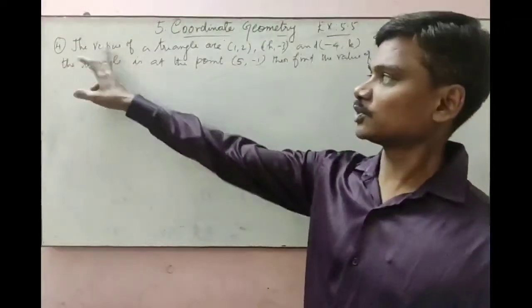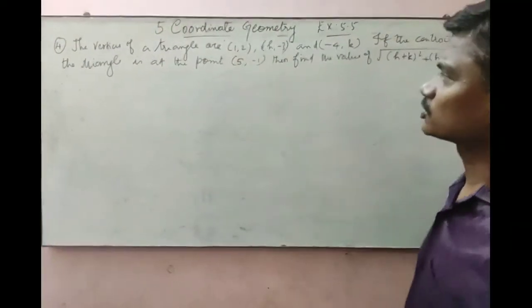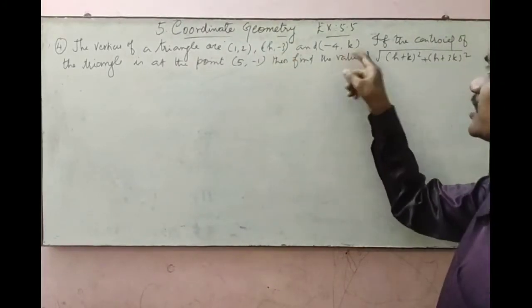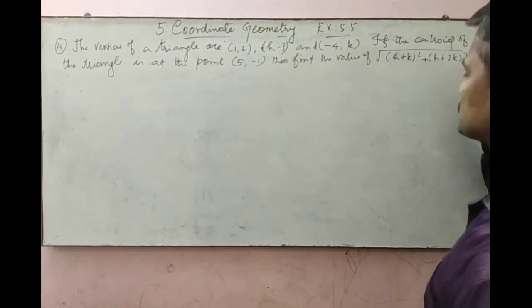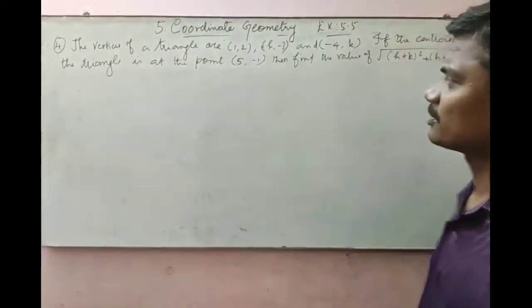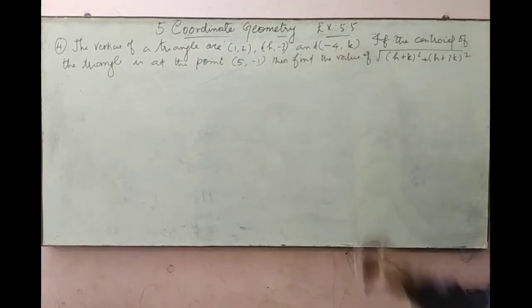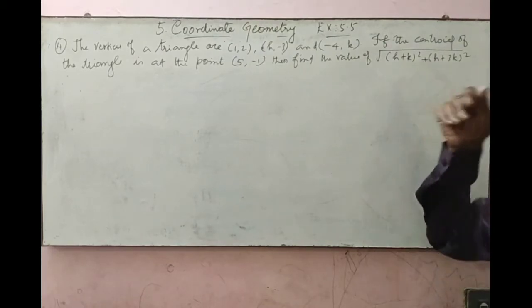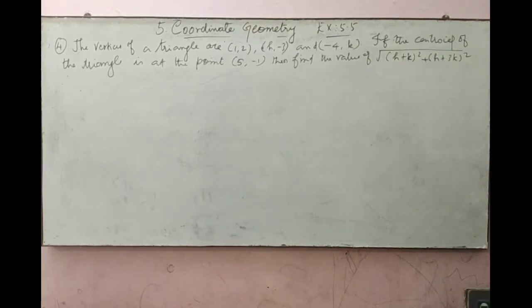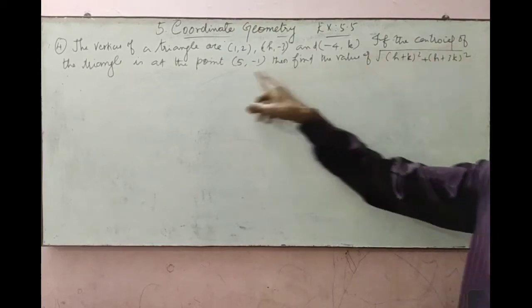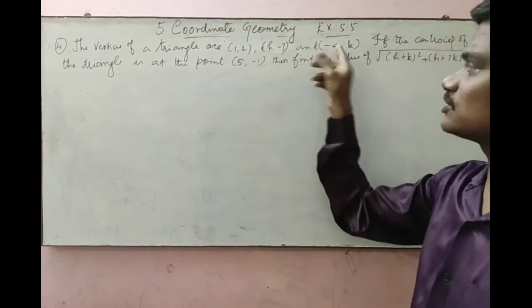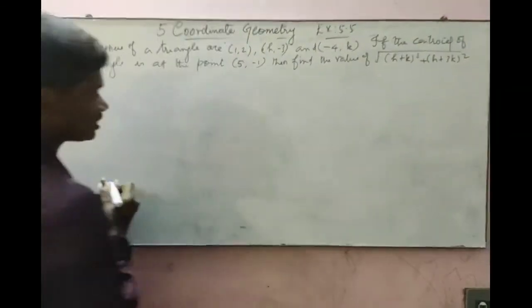In the fourth sum, the vertices of a triangle are (1, 2), (h, -3) and (-4, k). If the centroid of the triangle is at the point (5, -1), then find the value of the square root of (h + k) whole square plus (h + 3k) whole square. So first we have to find the values of h and k and substitute those values in this root. Then only we will get the value of this. So first we have to find h and k. Here the centroid is given as (5, -1). So these are the 3 vertices. So use the centroid formula here.